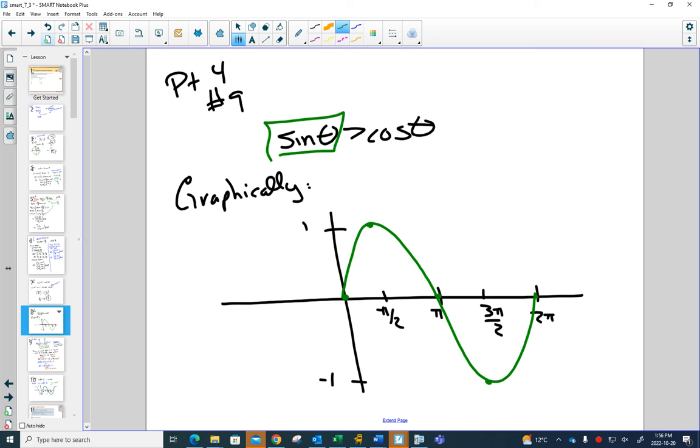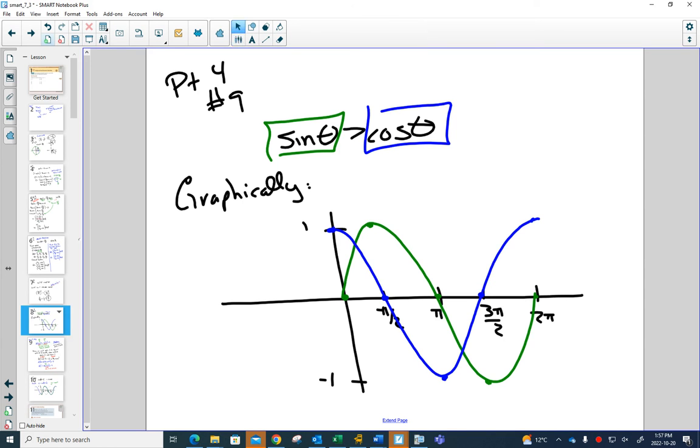And this question says only on the interval from 0 to 2 pi, so I don't have to add arrowheads. I'm going to draw cos in blue. Cos starts at a maximum. Okay. And this question is asking, when is sine bigger than cos? I'm going to highlight that in yellow. The sine is the green graph. So if sine is bigger than cos, the green graph would have to be above the blue graph. At the beginning, it's not. But here, it is until here.